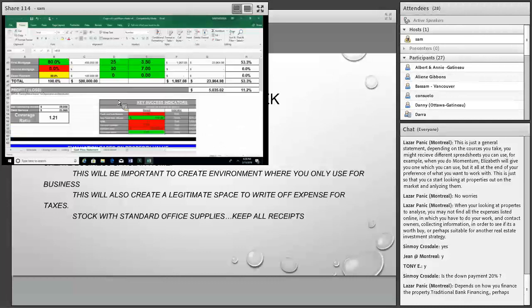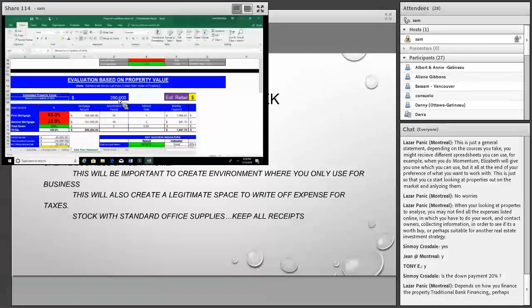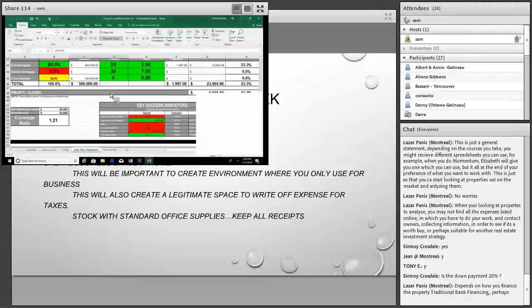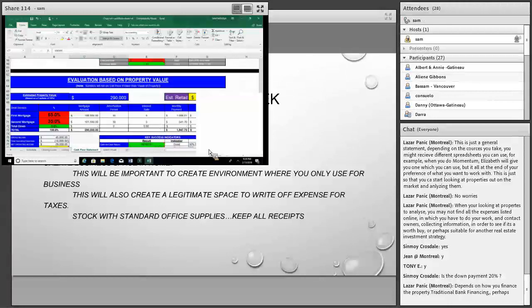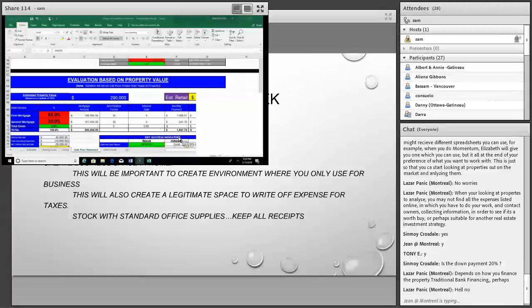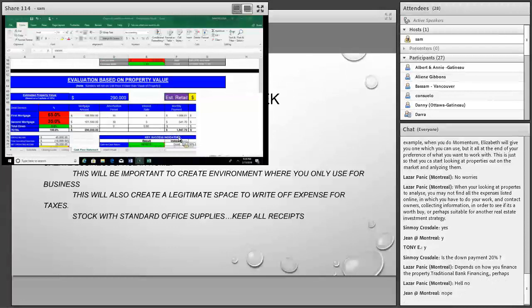Now here's where it gets interesting, okay? This property, estimated property value is 290. This is telling us the maximum offer price. Now you look, this property's at 500,000. Is this a good property for us? Tell me if this is a good property for us. Yeah, the down payment's 20%.